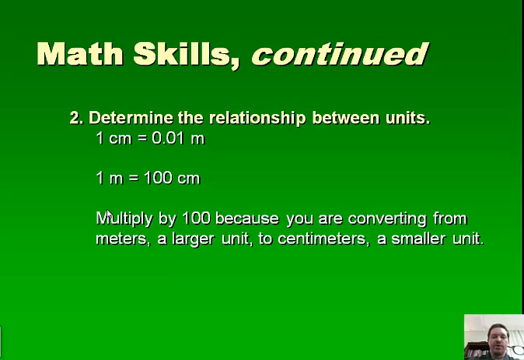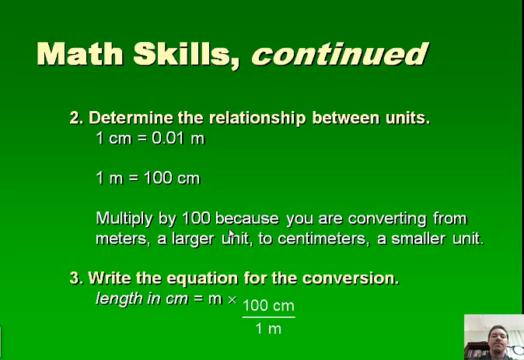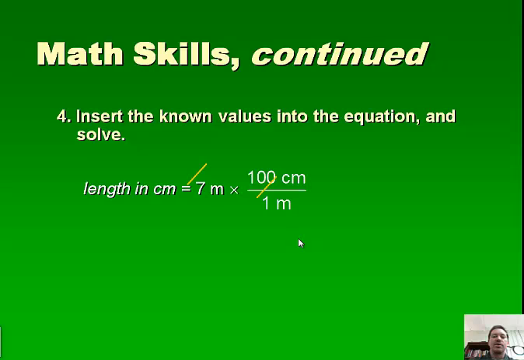So working through this problem, though, we're going to multiply by 100 because you're converting from meters to a larger unit. So we're going from meters to centimeters, so it takes more centimeters to make up a meter. So we're going to multiply by 100. So what we're doing is taking our given meters, which is 7, multiplying by 100 centimeters. The meters cancel, and we're left with centimeters. These lines should be here. So meters cancel, and we're left with the unit centimeters. So we have 700 centimeters.